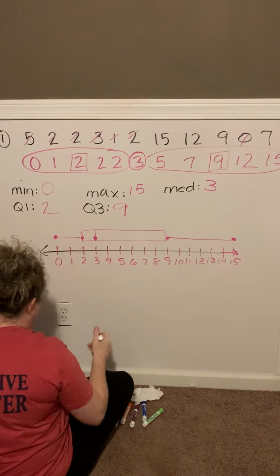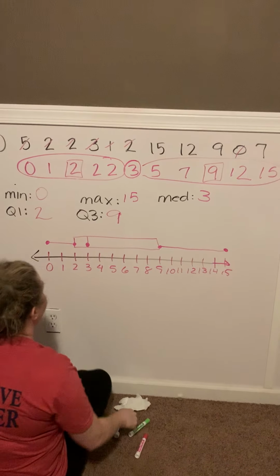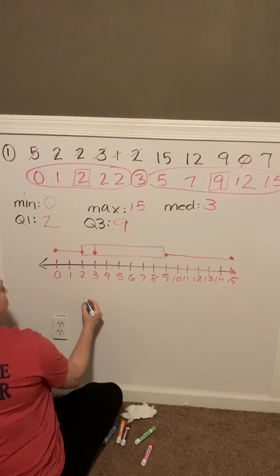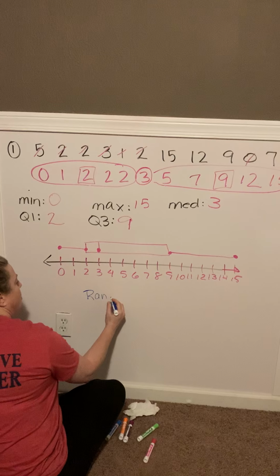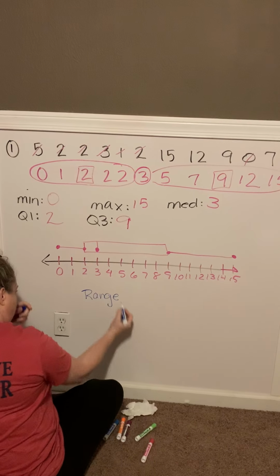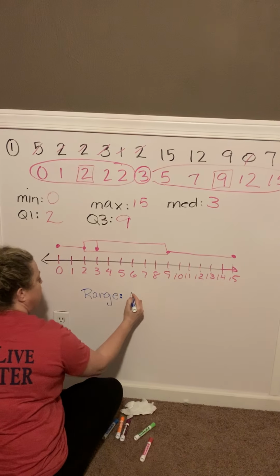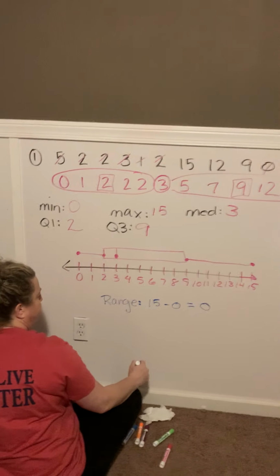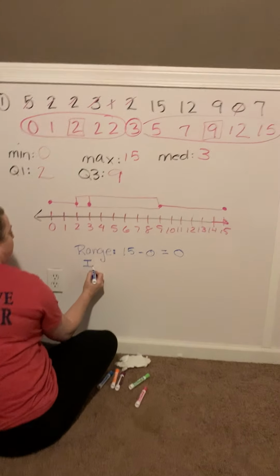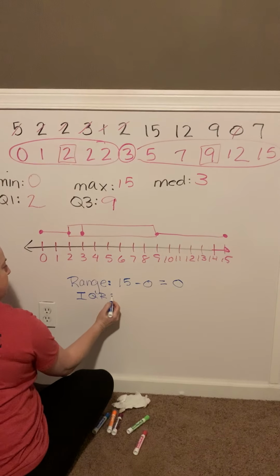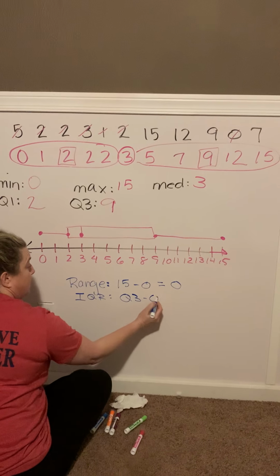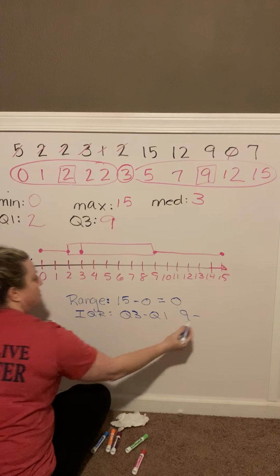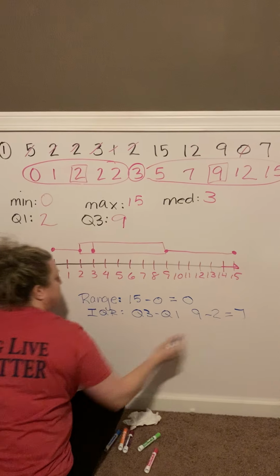The first question says, what is the range of the data? Your range is your max minus your min. So it's going to be 15 minus 0. So our range is 15. The next question is our interquartile range. And that's going to be quartile 3 minus quartile 1. So 9 minus 2. So our interquartile range is 7.